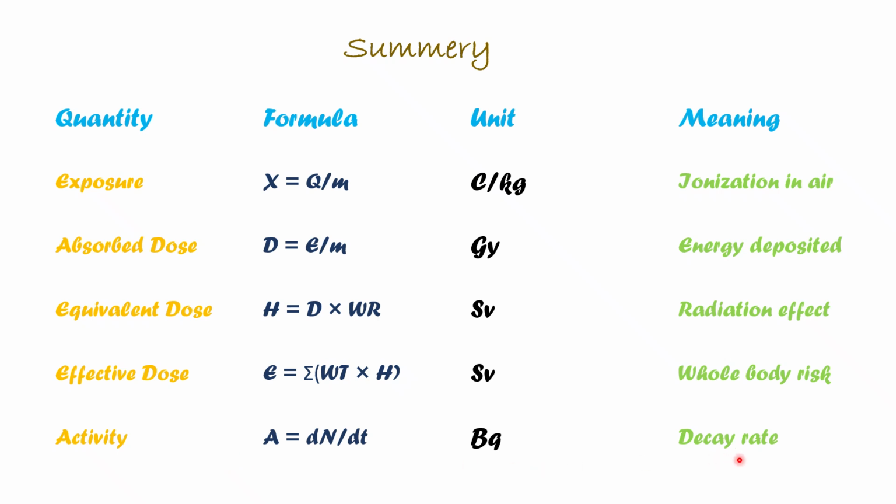The next quantity is activity. Activity means decay rate or disintegrations per second. So A equals dN by dt. Its unit is Becquerel. So now we understand why the same radiation has different units, because we are measuring the same radiation but different things.